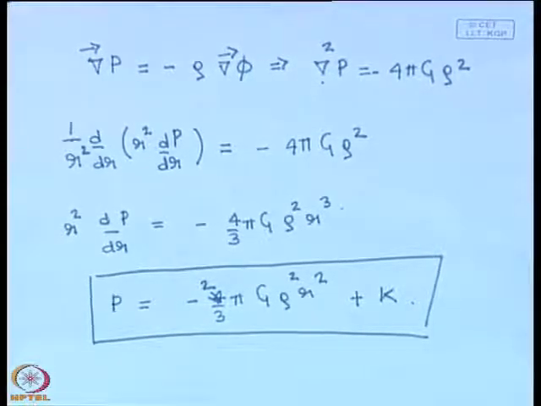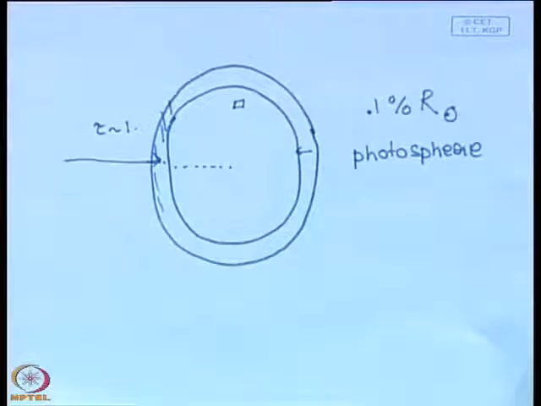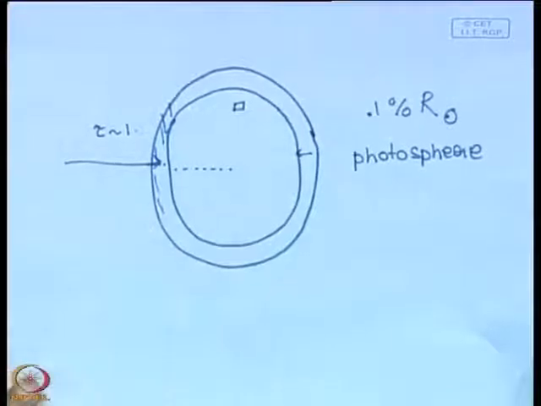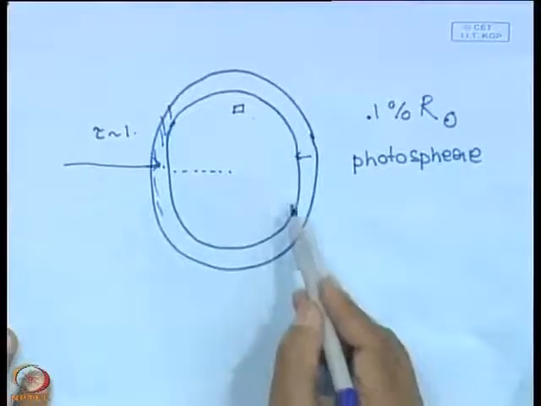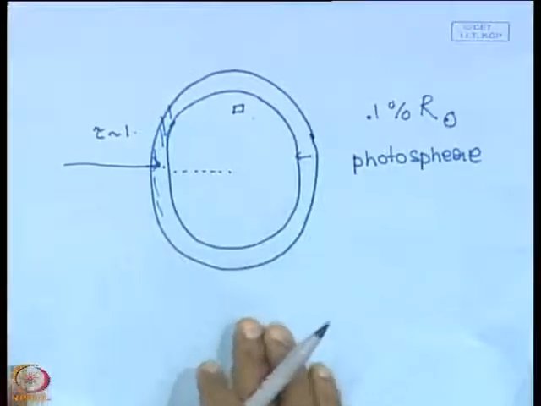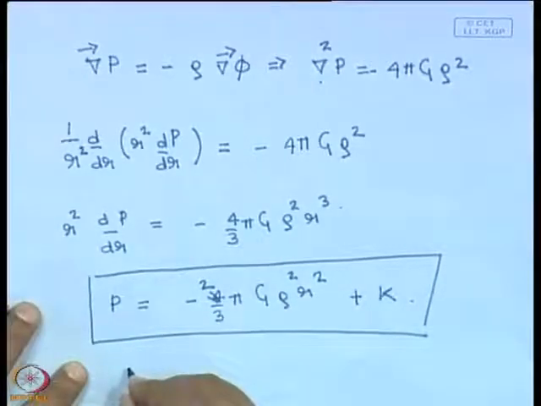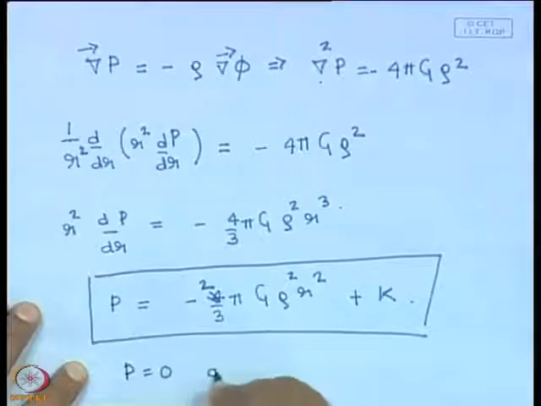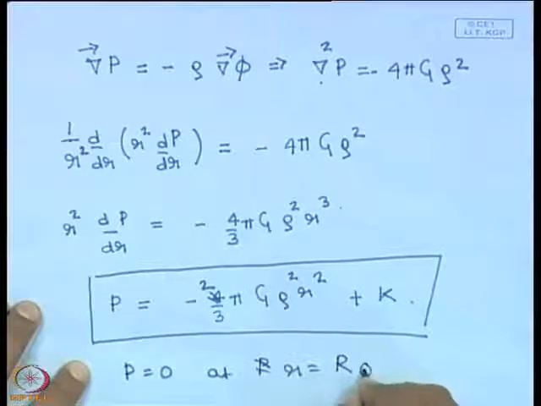Now let me ask the question, what is the pressure at the surface of the sun? We have to put some boundary condition. We can measure things at the surface, and let us ask what the pressure at the surface of the sun is. Obviously the pressure outside is 0, so the pressure at the surface of the sun has to be 0. That sets the boundary condition. So at r equal to r naught, the radius of the sun, p equal to 0. And we use this to determine the constant k.